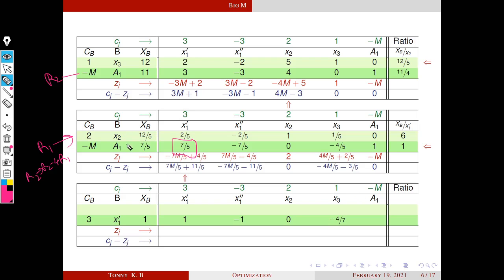Okay, now in this iteration, the artificial variable leaves the basis, so there is no need to compute the column corresponding to the artificial variable for further computation. That's why I put this as a blank. Okay.